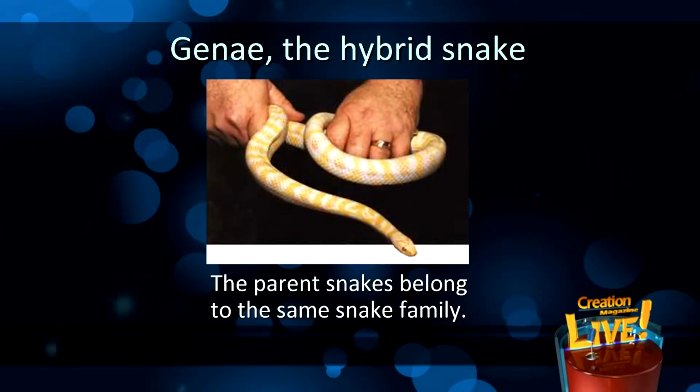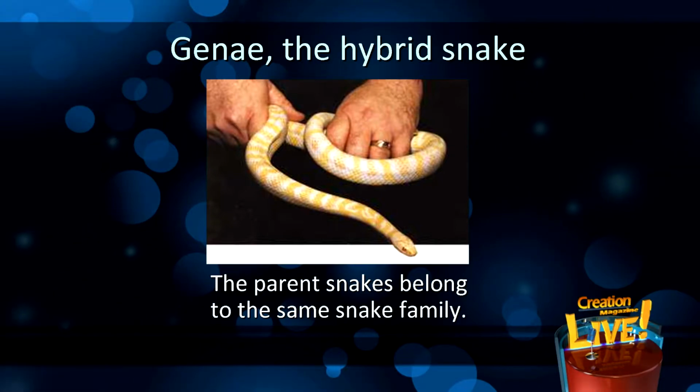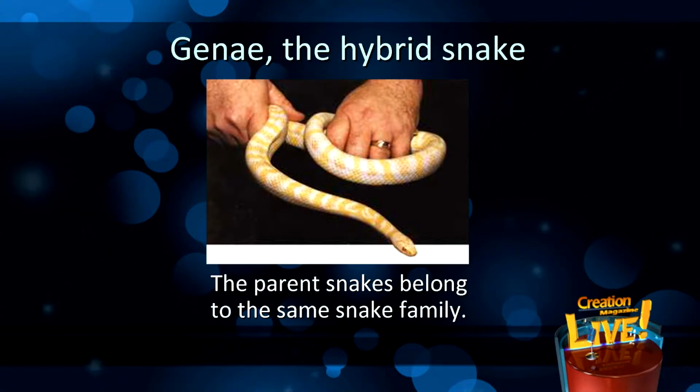Here's another example. Jenné, a hybrid snake. Jenné resulted from a cross between an albino corn snake and an albino king snake in a reptile park in California. The parent snakes belong to the same snake family. So this hybrid suggests that the many species and genera of snakes in this family today could have come from the same created kind. Right. Now, for more information on all these examples, you can go to creation.com/Liger and get lots more examples of the kind of stuff that we're talking about here.